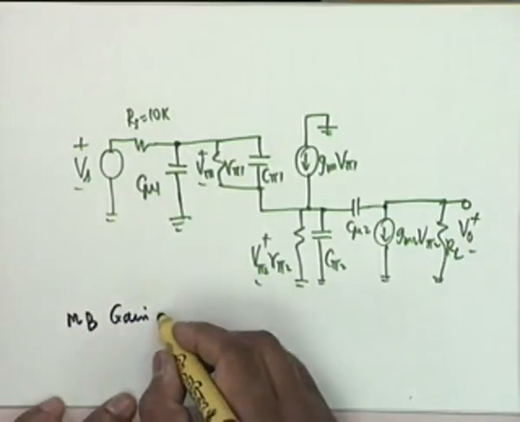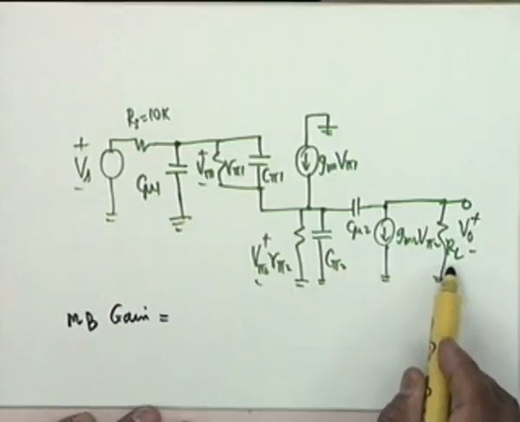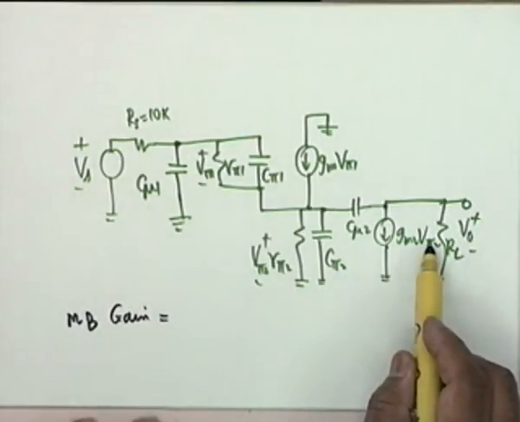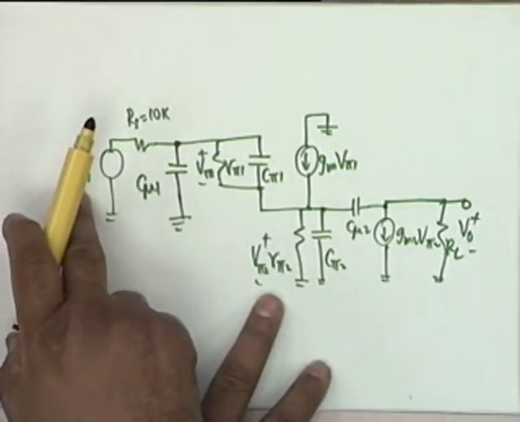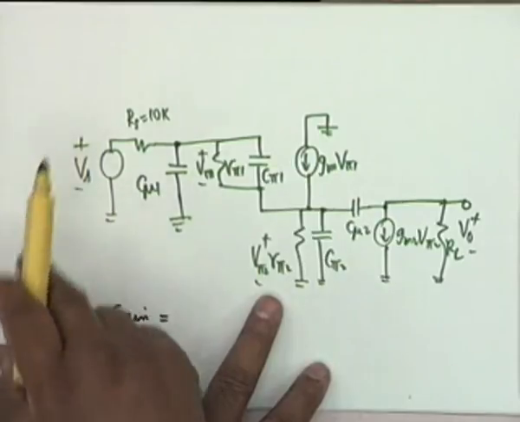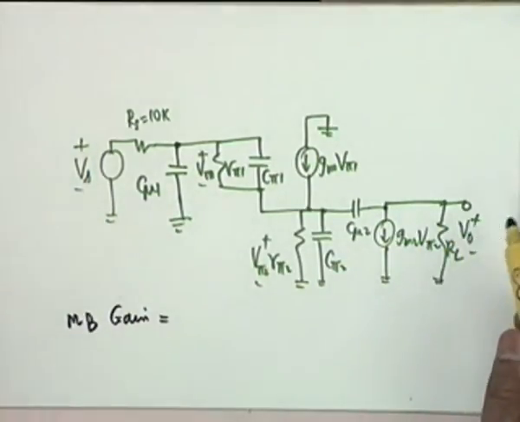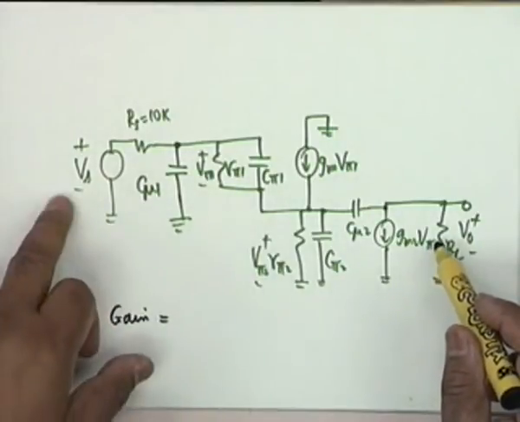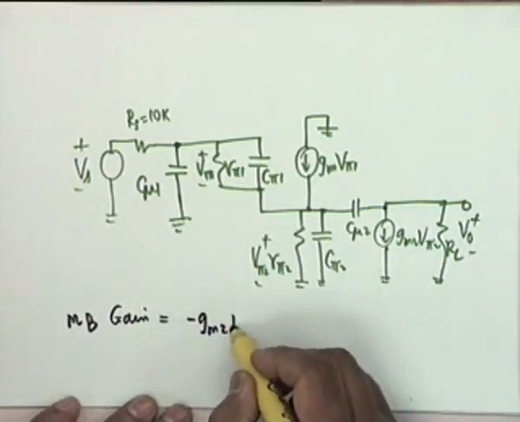Mid-band gain. Obviously, this would be minus Gm2 RL for this stage, times V pi 2 divided by Vs. Agreed? This voltage is minus Gm2 V pi 2 RL. Ignore all the capacitances, mid band, and then you have to find V pi 2 in terms of Vs. Therefore, it would be minus Gm2 RL.